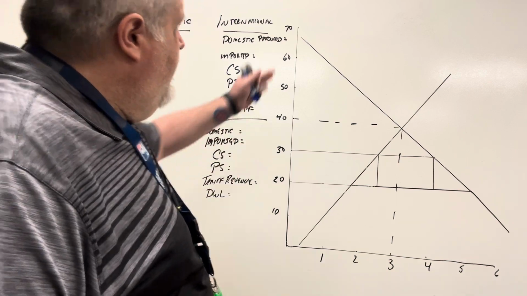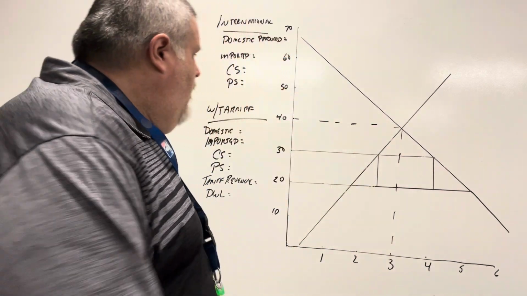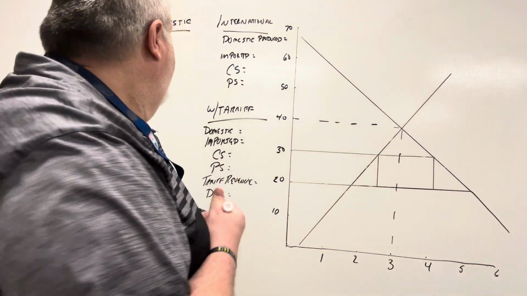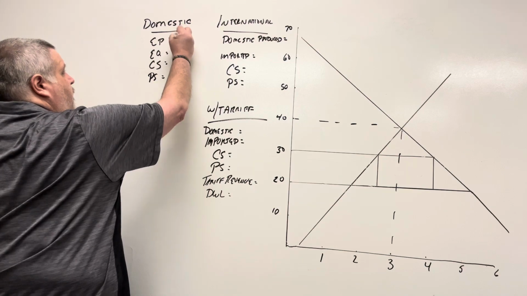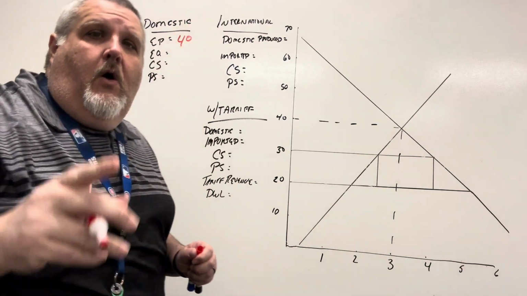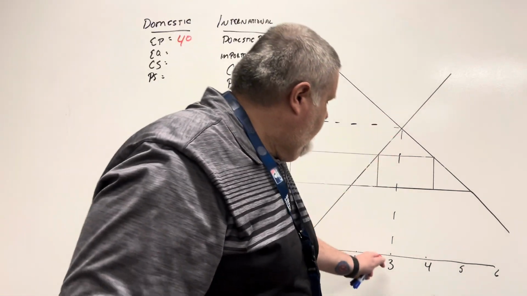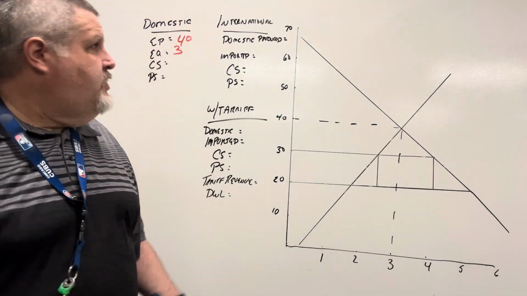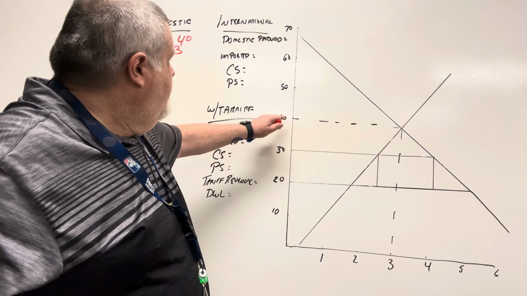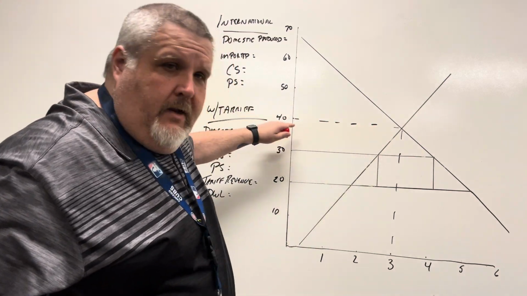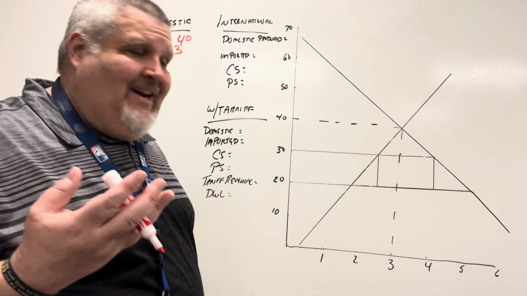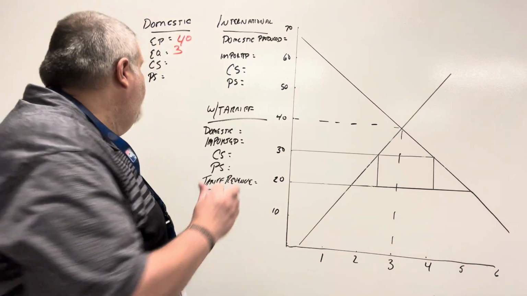So when we find our demand curve and our supply curve, our equilibrium price is 40. What's our equilibrium quantity? Straight down, 3. What's our consumer surplus? Well, we can see that straight across here is 3, and straight up to there is 30. 3 times 30 is 90, divided by 2, 45.